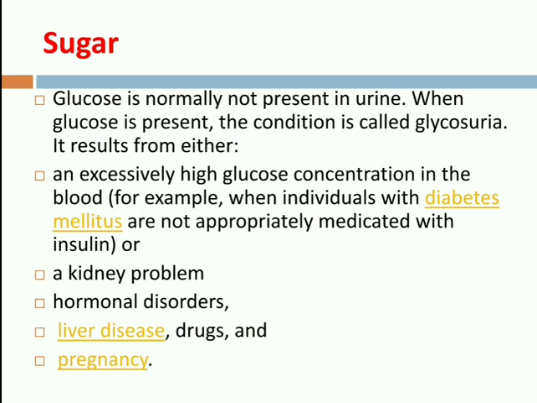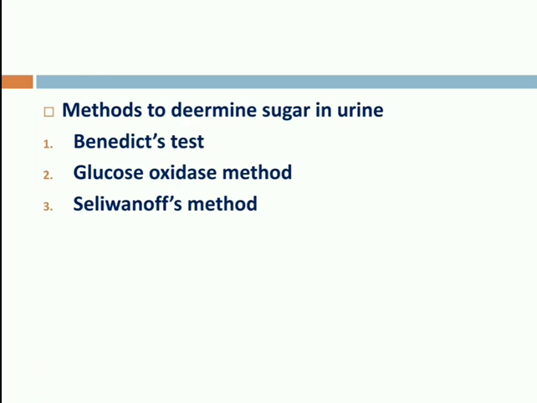Second, we have sugar. Sugar or glucose is normally not present in the urine, but when glucose is present in the urine, the condition is termed glycosuria. This is present in conditions like diabetes mellitus, a kidney problem, hormonal disorder, liver disease, drugs, and pregnancy. To detect sugar in the urine, we can use Benedict's test, glucose oxidase method, and Nylander's method.